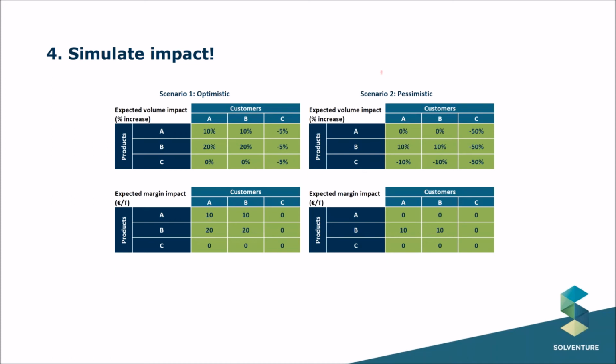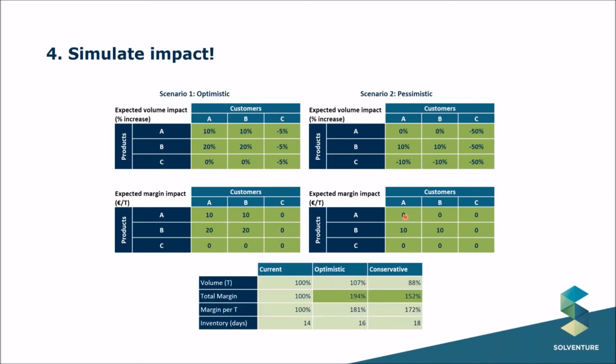And the pessimistic scenario is, even for the A items and A customers, even if I give extra services, I won't add any volume, and the margin won't be impacted either. So you will create an optimistic and a pessimistic scenario to measure the impact.